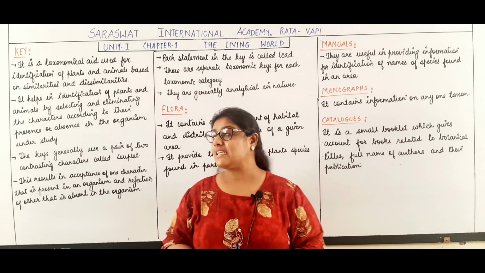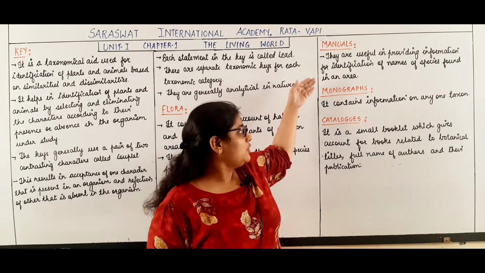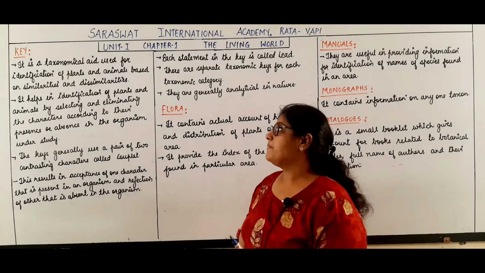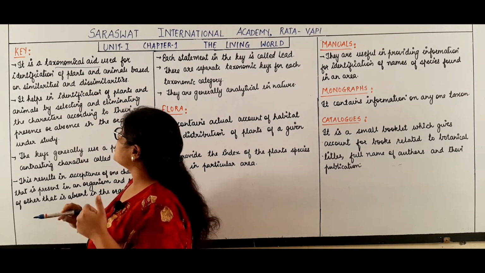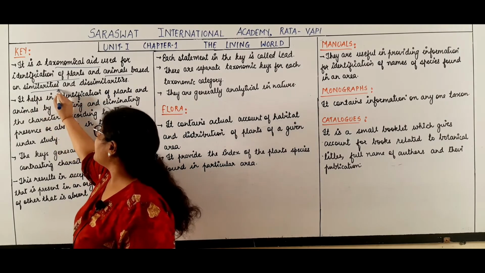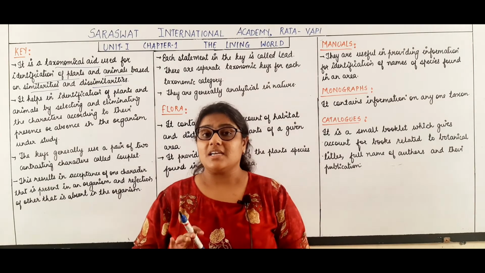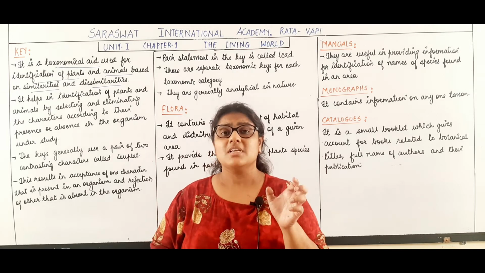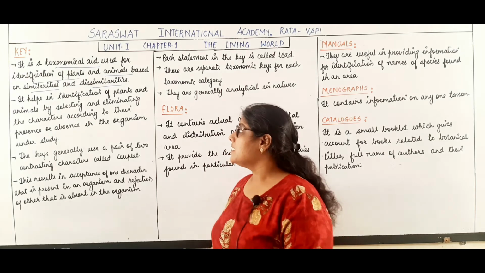Now, students, we will deal with the last taxonomical aids: key, flora, manuals, monograph and catalog. First of all, we will deal with key. So, what is a key? It is a taxonomical aid which is used for identification of plants and animals based on their similarities and dissimilarities. It is called a key.